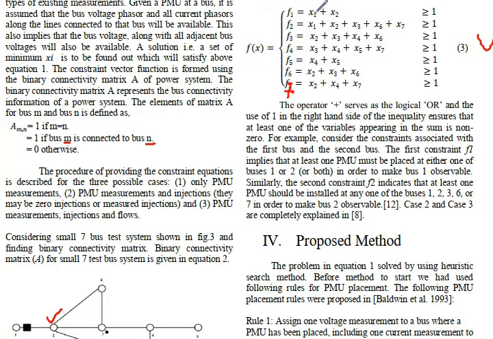So for the first entry, x1 plus x2 should be equal to or greater than 1. It means that either a PMU should be placed at bus number 1, x1, or at bus number 2. Let's suppose this fourth, F4, is defining that to make bus number 4 observable, either the PMU should be placed at bus number 3, 4, 5th or 7th.